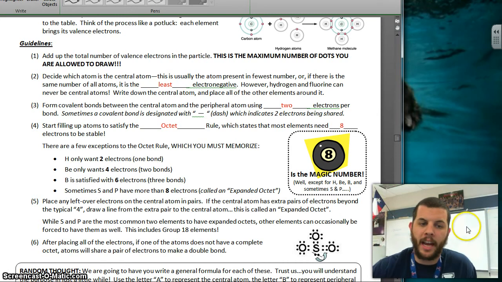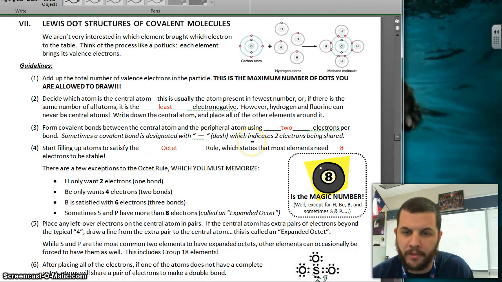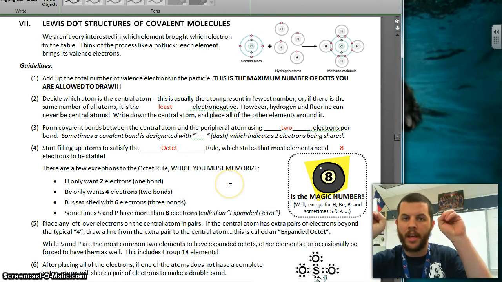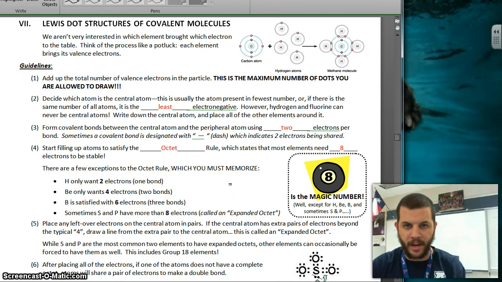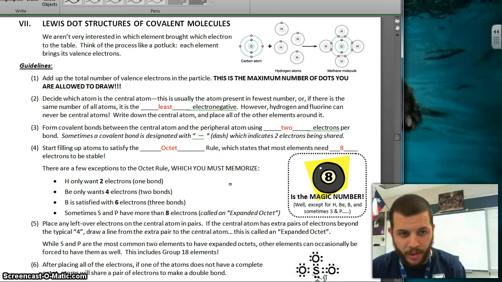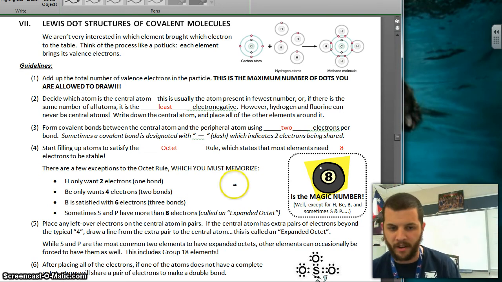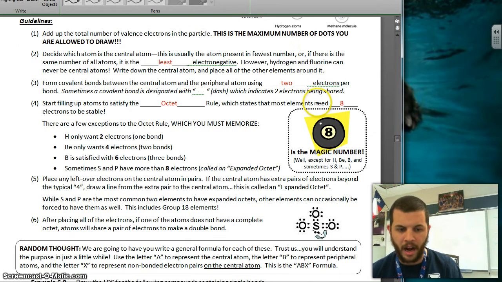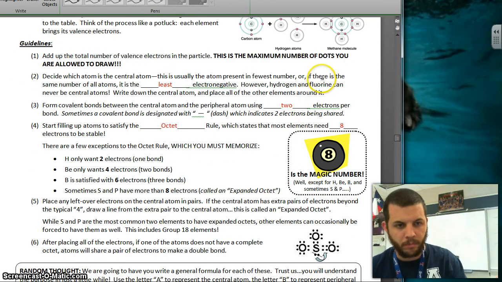Howdy, let's take a look at the Lewis dot structures of covalent molecules. This is a very important video. Trust me, it's super important. Make sure that you watch the whole thing and that you understand it all, because it's incredibly important.